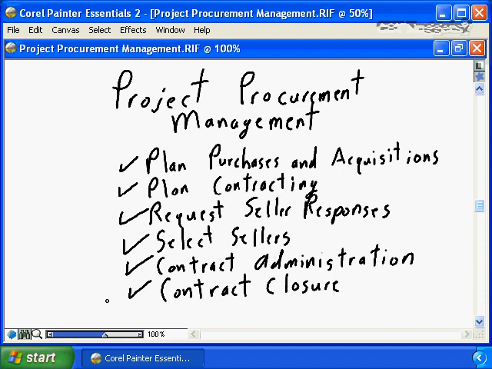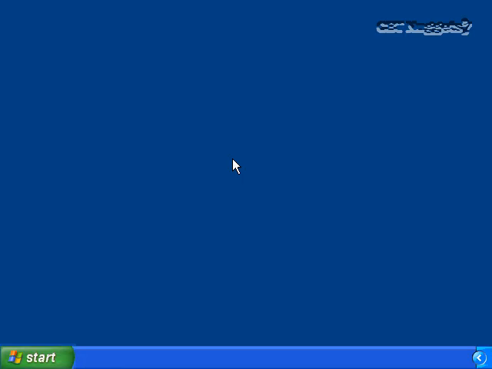Should we contract with this company again? What would we do to improve the procurement process the next time we do it to ensure that we're always learning from project history? This concludes our nugget on project procurement management.